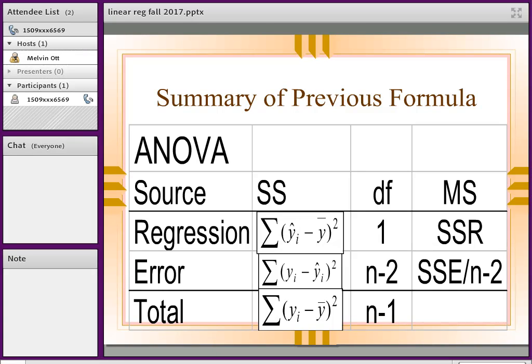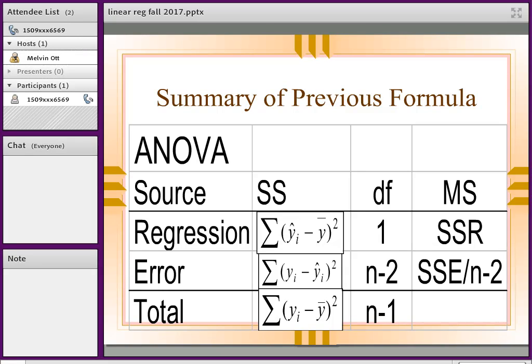Now there's some more information that goes in here, and this is what's called a mean square. And a mean square is sum of squares divided by degrees of freedom. So my mean square for regression is equal to sum of squares for regression divided by 1, so it's just sum of squares for regression. My mean square for error is equal to the sum of squares for error, SSE, divided by degrees of freedom, which is n minus 2.